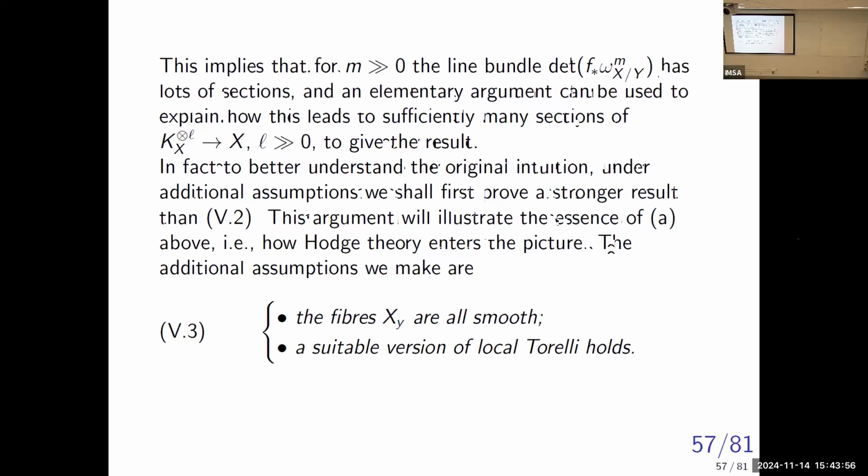Yeah. How does Hodge theory enter in the picture? Let's just first suppose that all the fibers are smooth and that you have a suitable version of local Torelli. Local Torelli means that to first order at every point, the variation of the complex structure is captured by how its Hodge structure varies.